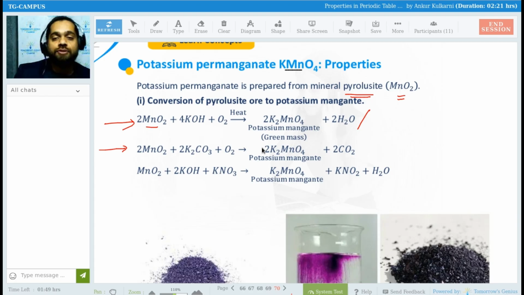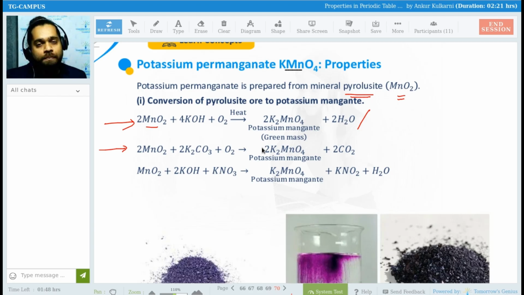Come on, write down the first reaction and say done in the chat box. And remember, K₂MnO₄ is a green color compound. Moldip is done. Anthony is also done. Kevin is also done.